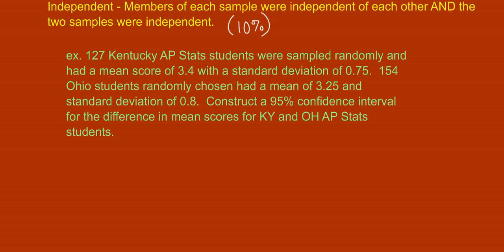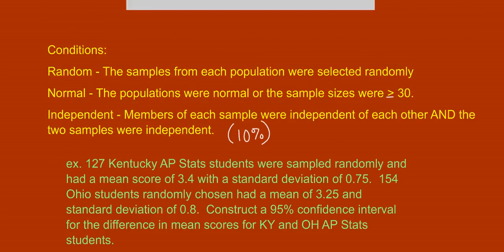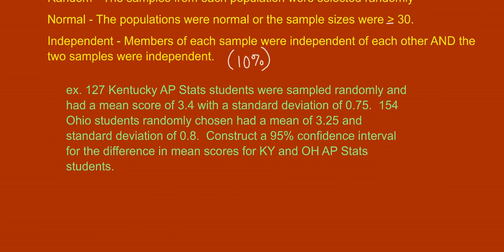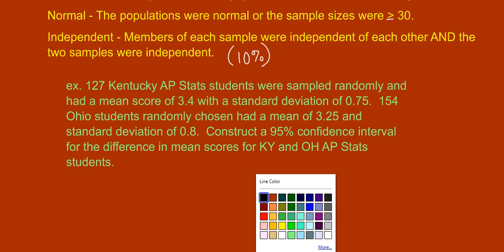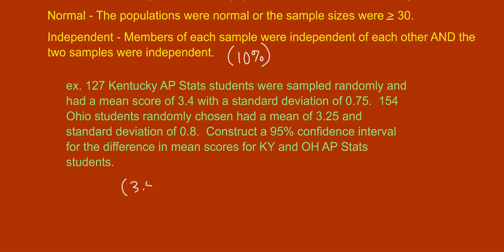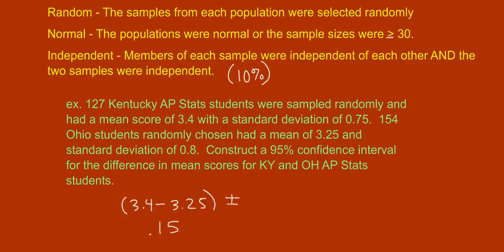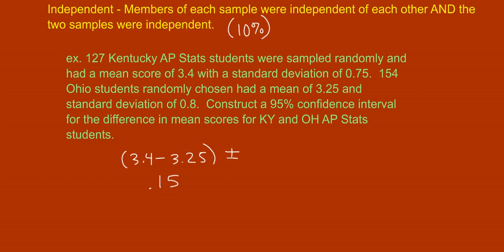So let's just take the necessary info and plug it into place. Okay, we're plugging into this formula. So my statistic, I'm going to set this up as Kentucky minus Ohio. There's no right or wrong for that one. My Kentucky score was higher, so that's going to make my statistic positive, but it would be fine either way. So my statistic is 3.4 minus 3.25, or 0.15. Okay, plus or minus, next in the formula, t star. Now we've got two sample sizes. The way we're going to deal with this is we are going to use the smaller sample size. So I'm going to use 126 degrees of freedom.